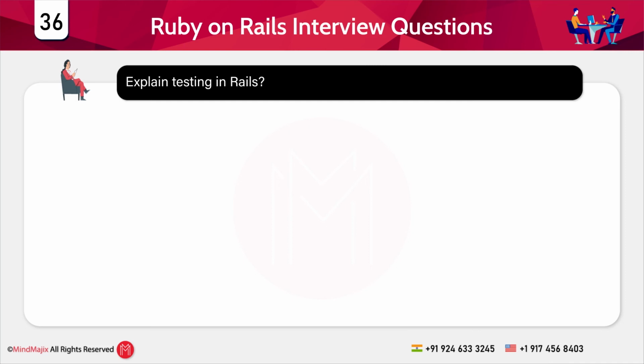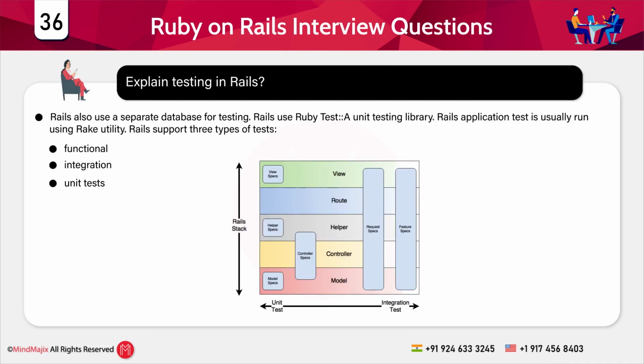Explain the testing in Rails. Why is testing used in Rails? So Rails also uses a separate database for testing. Rails uses the Ruby Test::Unit testing library. A Rails application test is usually run using the rake utility. So if you want to test the software, we have to use the rake utility, the rake command. Rails supports three types of tests: functional, integration, and unit testing.